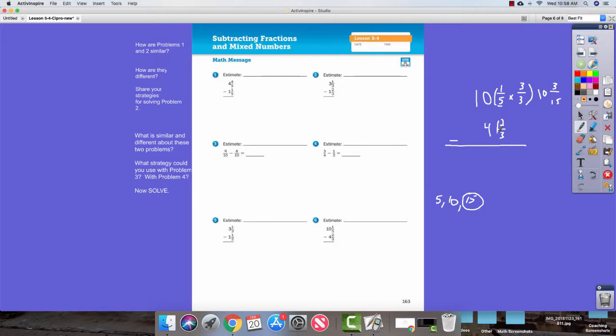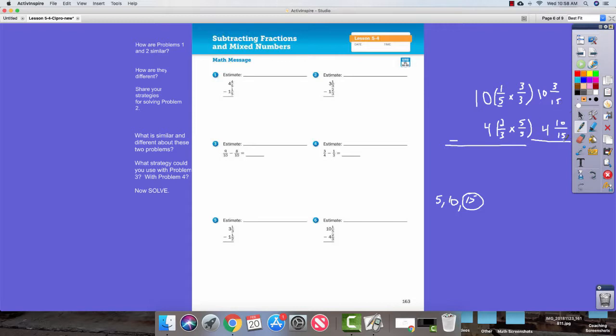And 2/3, okay? I know 3 times 5 is 15. So I need to multiply my denominator and numerator both by 5, or 5/5. So 2/3 times 5/5 is 10/15. And I need to rewrite my 4 wholes over here. And now, let's see if I can subtract.